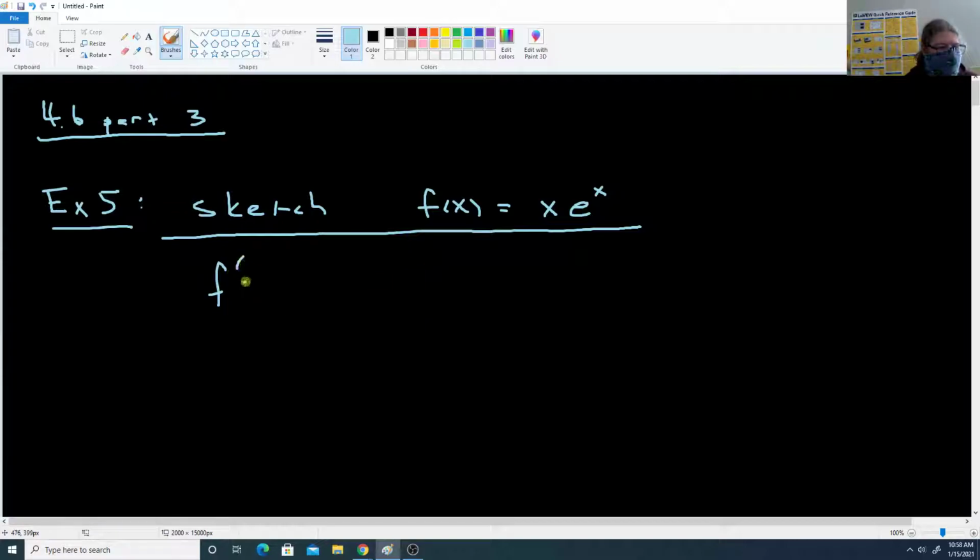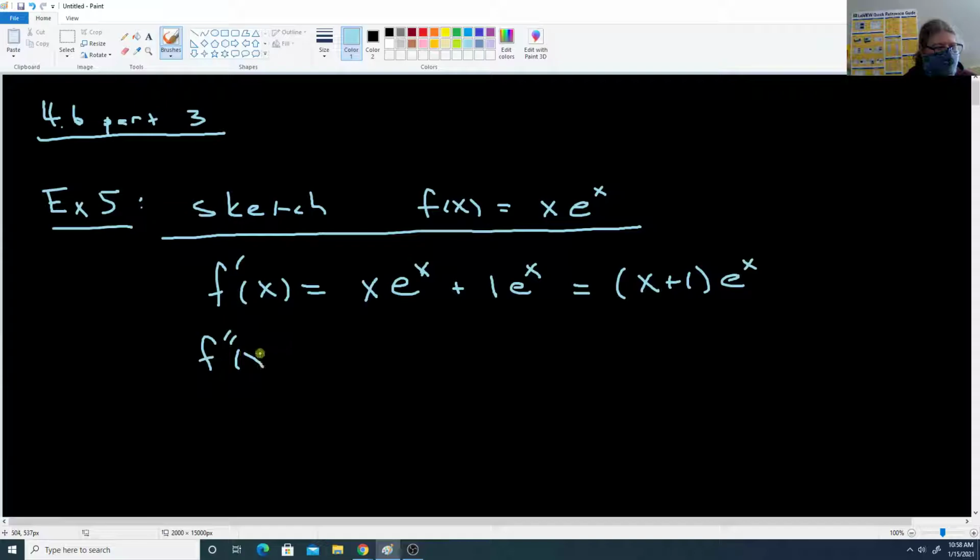Start out finding the first derivative, which we're going to have to use the product rule for. So x is left alone. Take the derivative of e to the x, which is itself. Plus, now I take the derivative of x, which is 1, and we leave the e to the x alone. I can factor out an e to the x and get this.